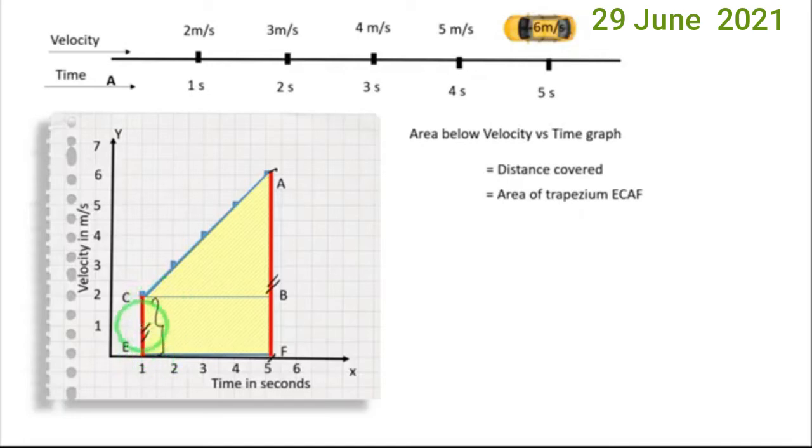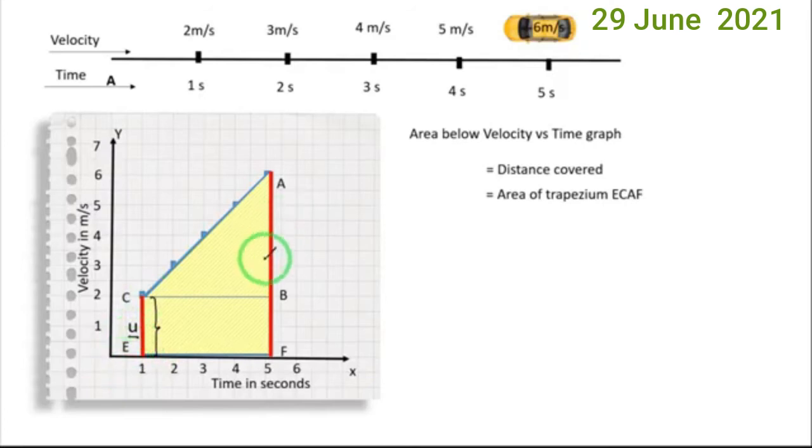If you look at the y-axis, EC represents 2 meter per second. That means EC, from here to here, is the velocity. And which velocity? It is the initial velocity. How do you represent initial velocity? It is represented by small u. You have already studied it. So remember, the length of CE is nothing but the initial velocity.